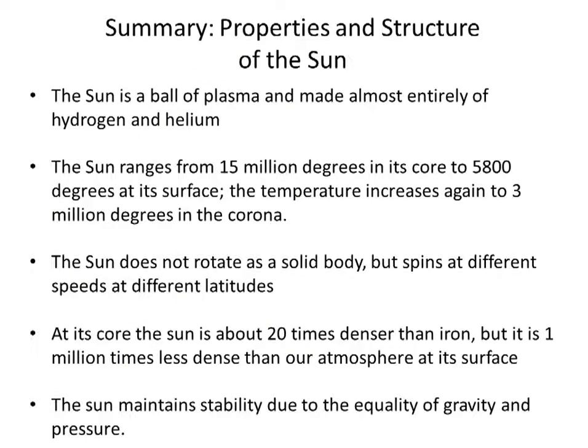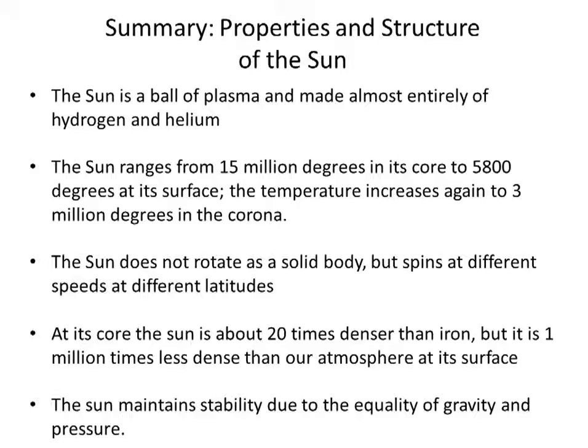So in summary, here are the properties and structure of the sun. The sun is a ball of gas. It's made almost entirely of hydrogen and helium. 98.5% of the sun is those two elements. At the center of the sun, it's extraordinarily hot and dense. It's 15 million degrees, and it's 100 times denser than rock on Earth. The surface of the sun is much cooler, still warm for us, about 6,000 degrees, but the density is very thin, much thinner than our atmosphere.